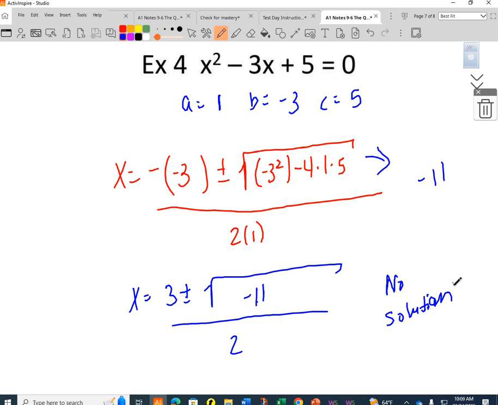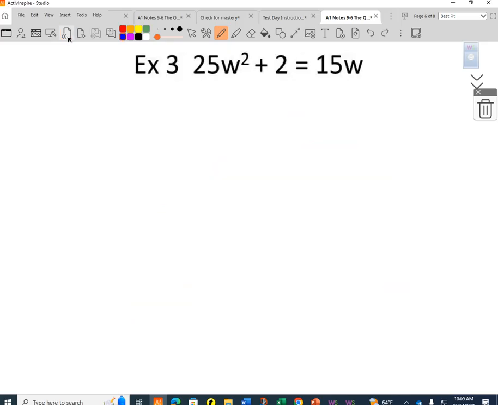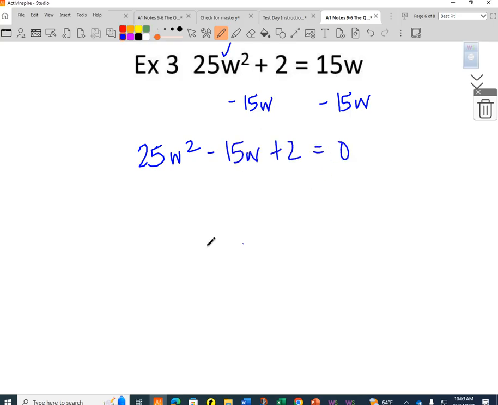Real quickly, I'm going to show you at least how to put example 3 into standard form. Normally our constant is over here. It doesn't matter what's over here; this side is supposed to be 0. So we do whatever we need to this side to get it to 0. What we need to do here is subtract 15w. So standard form is 25w squared minus 15w plus 2 equals 0.